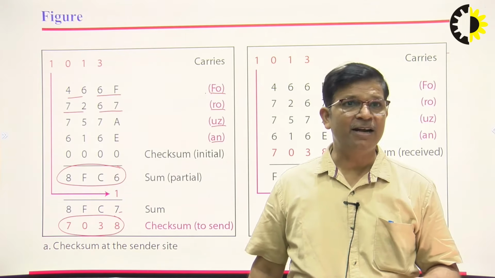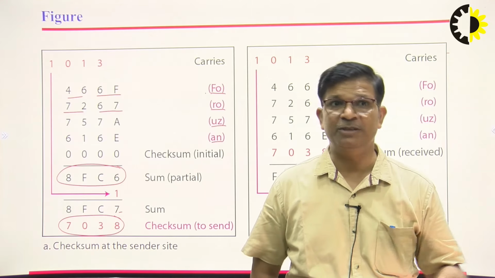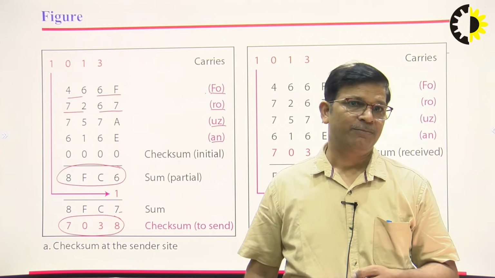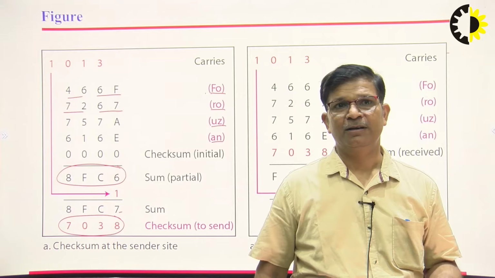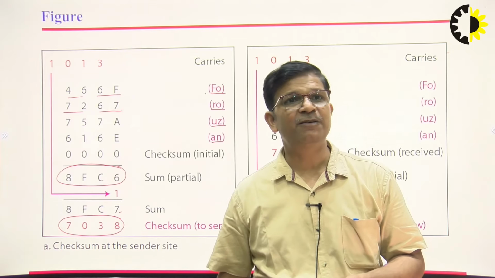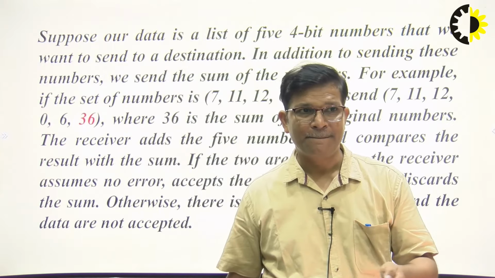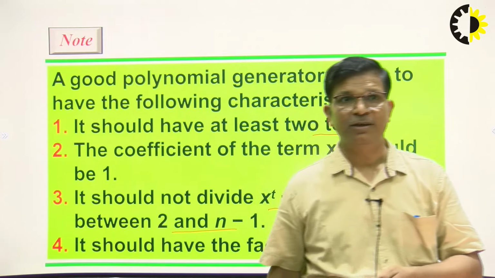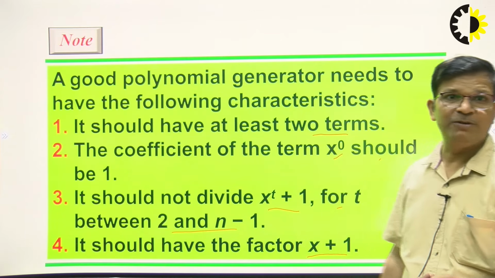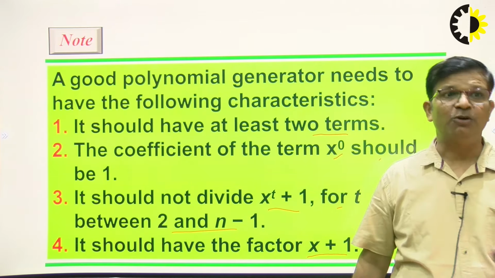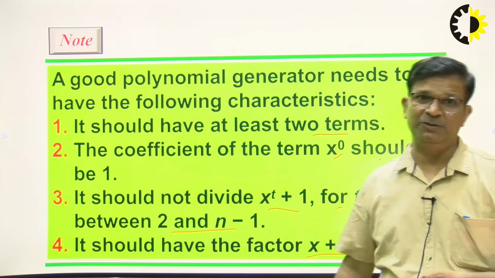In the cyclic redundancy check, we have to divide using some generator polynomial, G(x), the divisor. How can we decide the divisor? There are 4 thumb rules. The coefficient of the term x to the power 0 should be 1. It should not divide x to the t plus 1, and it should have a factor of x plus 1.